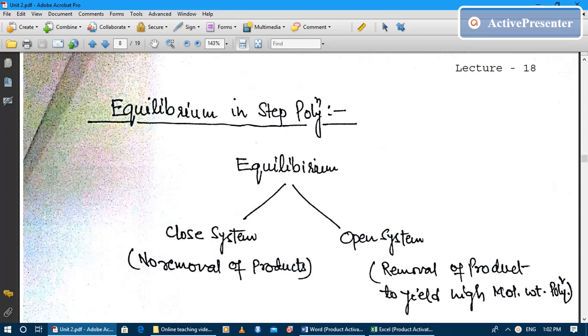Welcome to the lecture 18th of course Polymer Science and Technology. In today's lecture, we will see the equilibrium step polymerization reaction.